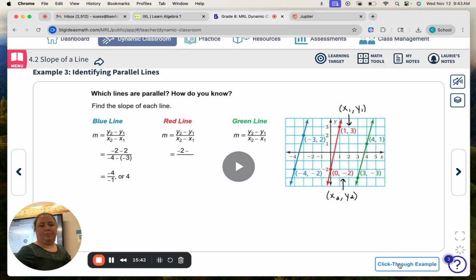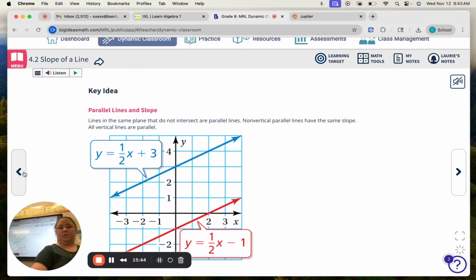All right, so we're going to do example 3. Oh, I need to talk about the key idea. So, parallel lines and slopes. The biggest takeaway you need to look at here is I have 2 lines that appear parallel, right? You guys remember what parallel lines are? They're going at the same angle, they will never cross.